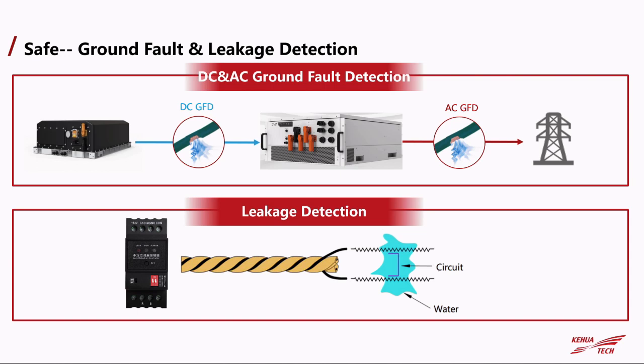And also, we have a leakage detection system. This is a leakage detection wire. If liquid leakage occurs, the two wires will have a short circuit. So it can detect that a liquid leakage has happened, and then it can send an alarm to the controller to protect the whole system.